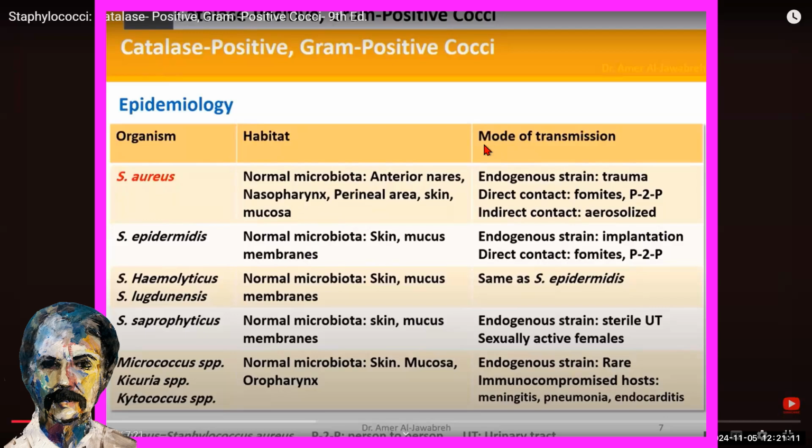Or trauma. You have a car accident and then it came to you. Or direct contact by fomites, like scissors, like nails, like forceps in the hospital. Or person-to-person contact, hugging, shaking hands. Indirect contact, aerosolized. Maybe sneezing, somebody who has S. aureus, he or she is sneezing next to you, and all the S. aureus comes on your hands as a mist, so you don't take note, and then you are infected. So most important is the S. aureus. The rest here, we will talk about them in the next lecture.